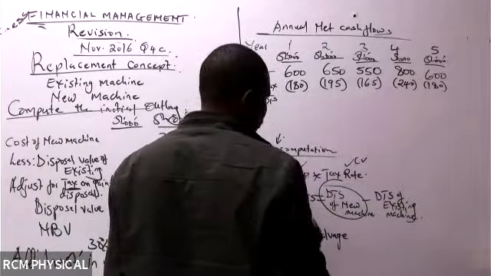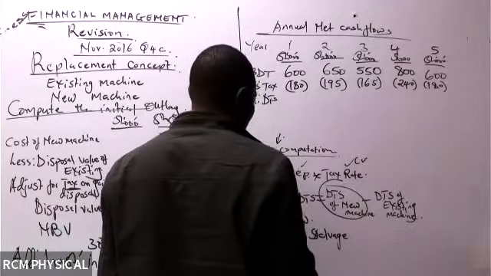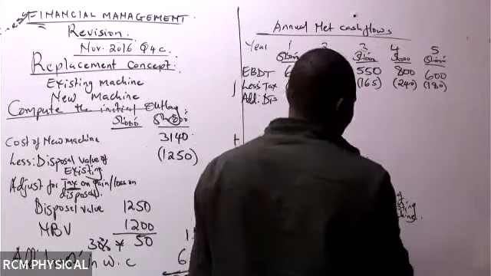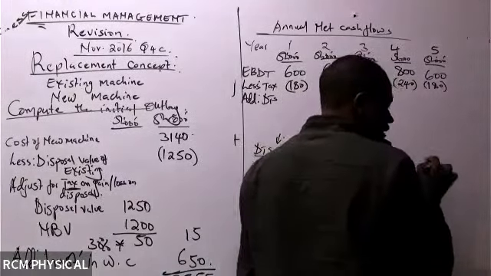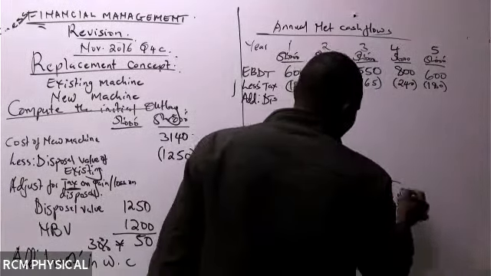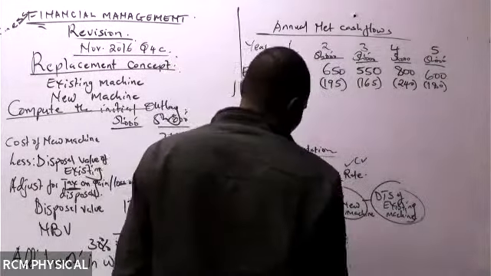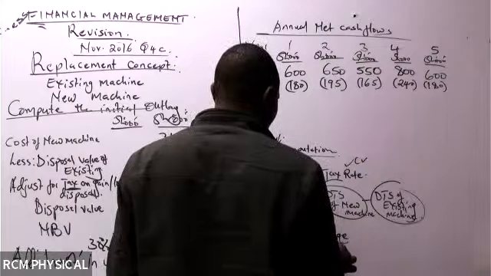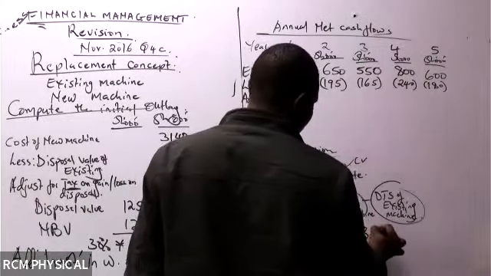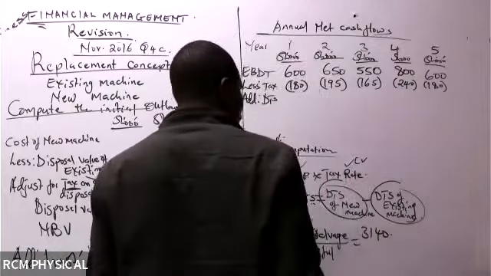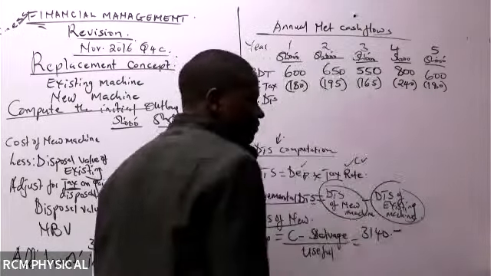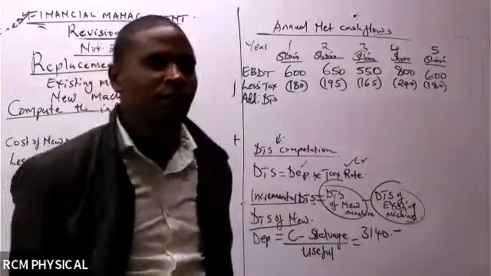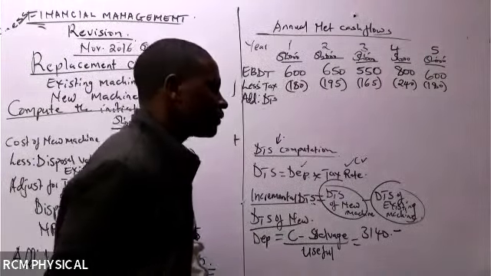So in this case, I need to compute the depreciation. I know that to get the incremental BTS, I need the BTS of the new machine minus the BTS of the existing machine. That value will be given. I know that to get the depreciation is the cost minus the salvage over the useful life. The cost of the new machine is 3140, minus salvage. What is the salvage value of the new machine? Salvage value, just check, it's given by the examiner equal to 1,000.